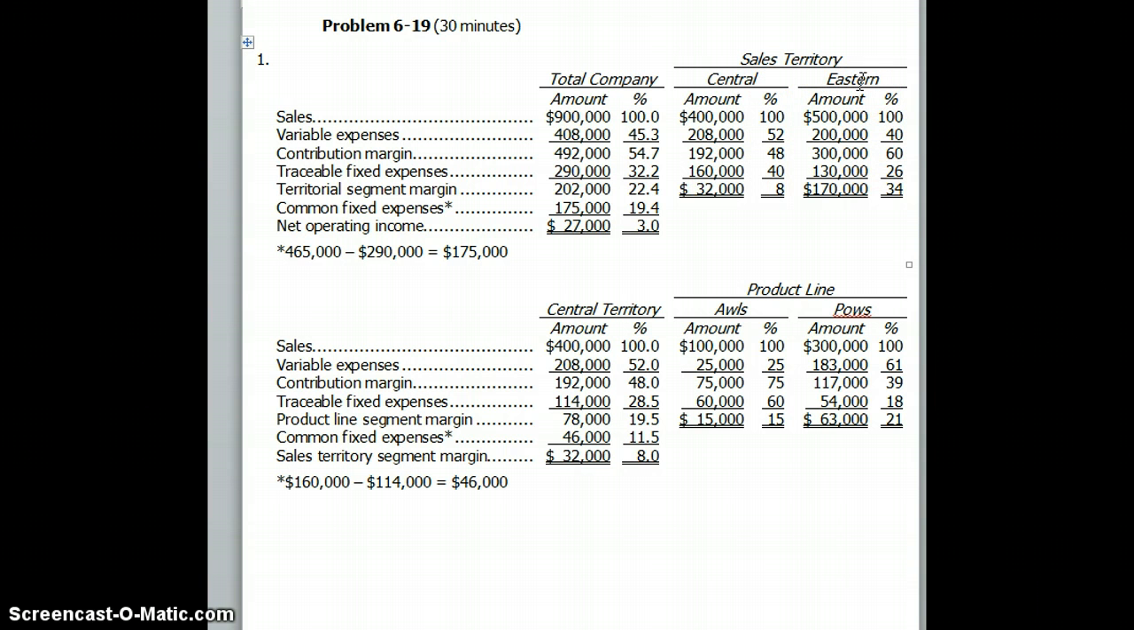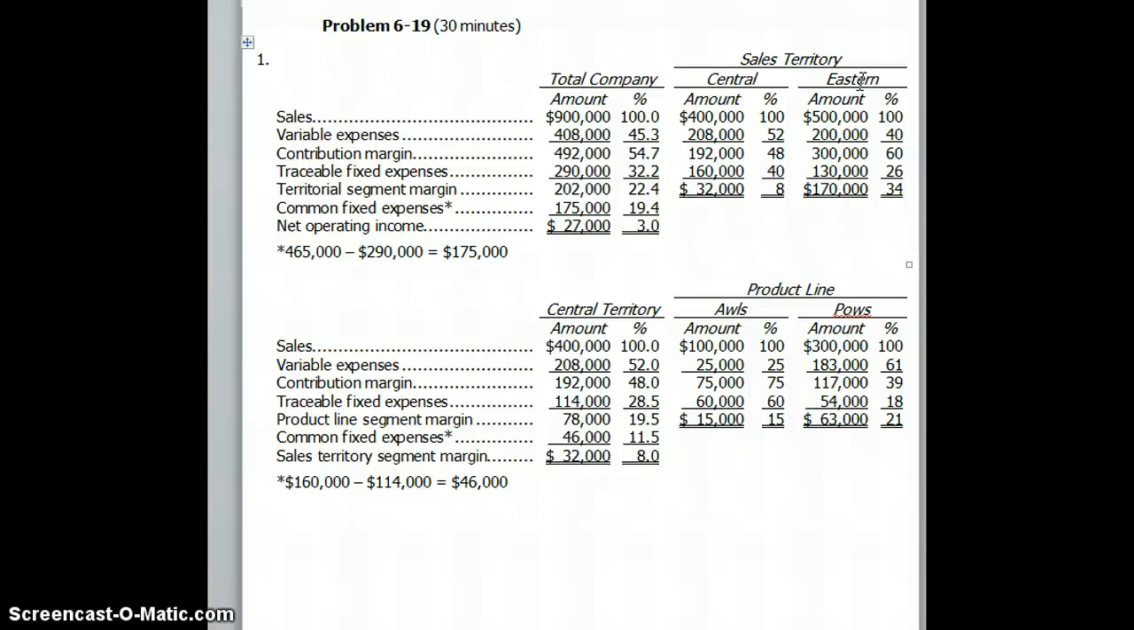The Eastern Territory, they tell us, has $500,000 of sales revenue, $200,000 of variable cost, $300,000 of contribution margin, $130,000 of traceable fixed cost, leaving us with $170,000 of territorial segment margin for the Eastern Territory. Overall, the segment margin is $202,000. Subtracting from that the remaining common fixed cost of $175,000, we have net operating income of $27,000.